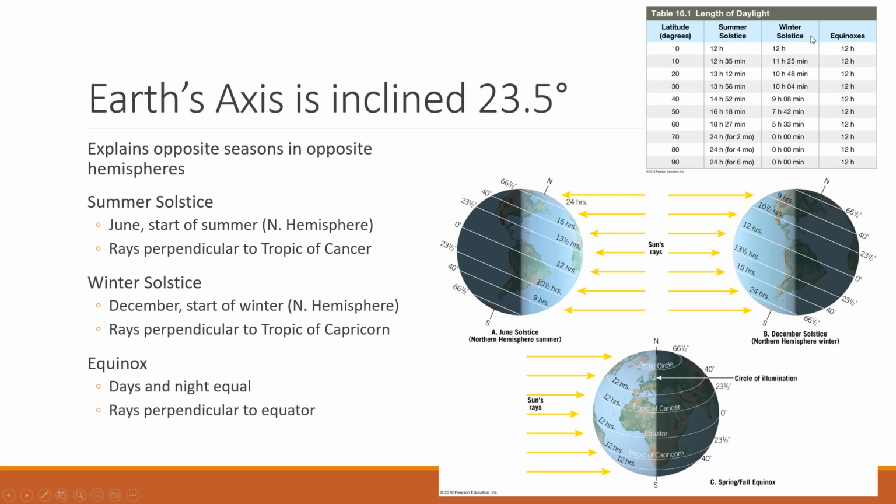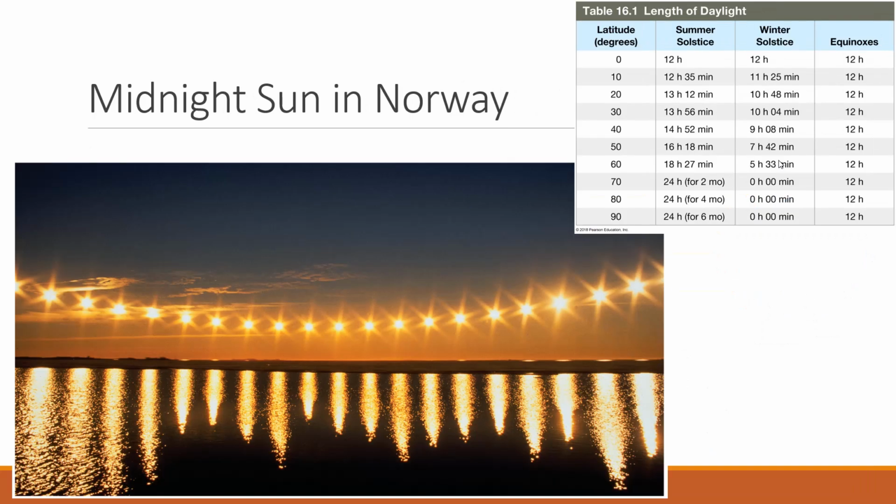This chart is from your lab manual. You will see that at 70 degrees, you have 2 months of just daylight. At 90 degrees, you have 6 months of daylight. So this is all due to that tilt of the Earth. Here's an example of this.